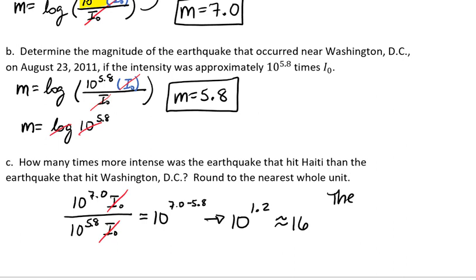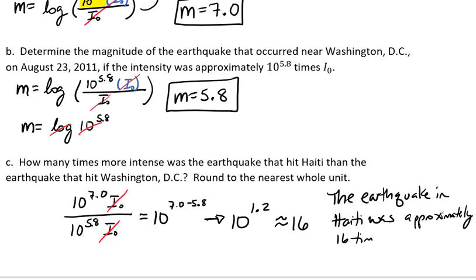So you're able to say then that the earthquake in Haiti was approximately 16 times more intense than the earthquake that hit near Washington, D.C., which is a lot.